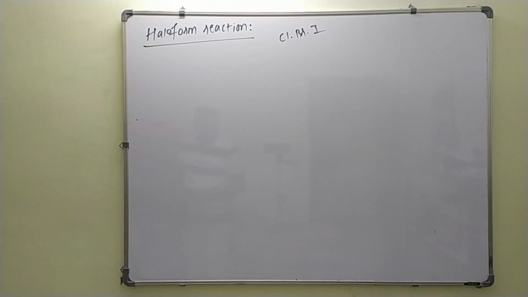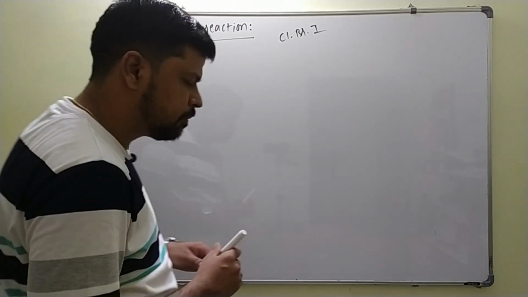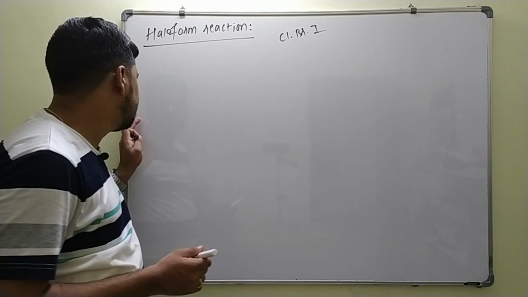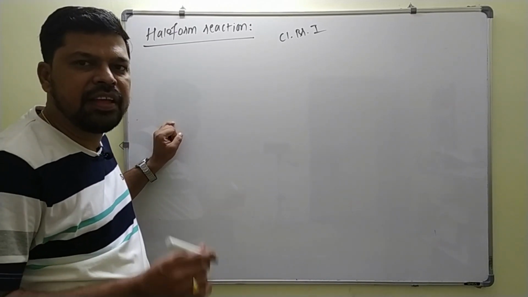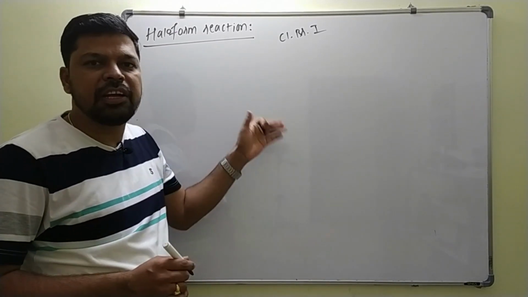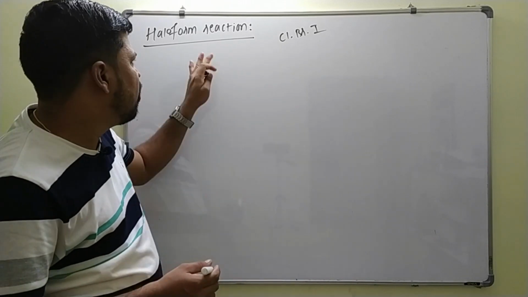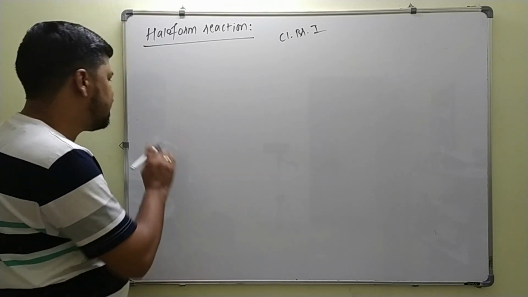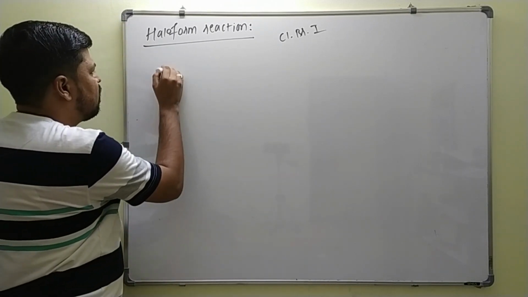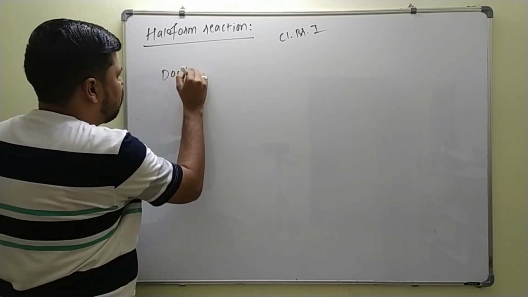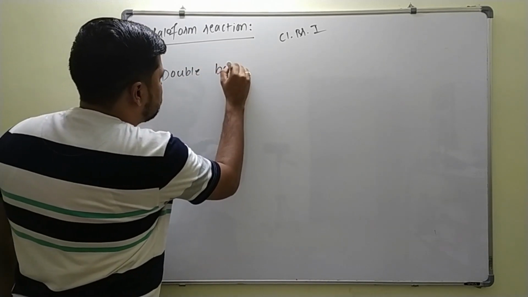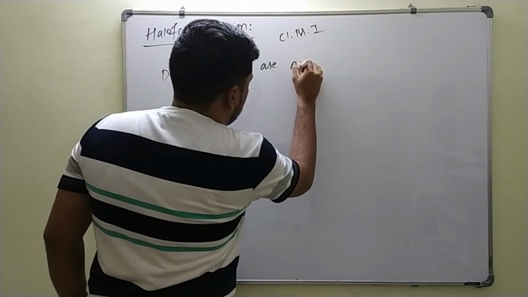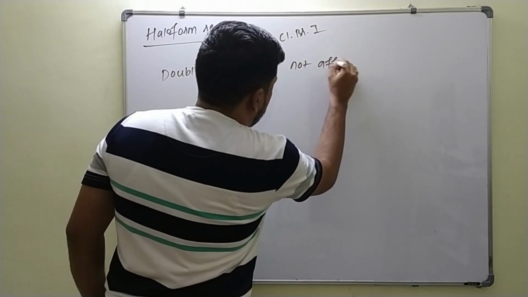Next reaction. So the next example is again in case of haloform reaction, double bonds are not affected. If any double bonds are present in the methyl ketone or methyl aldehyde during the haloform reaction, those double bonds are not affected, they are written as they are.